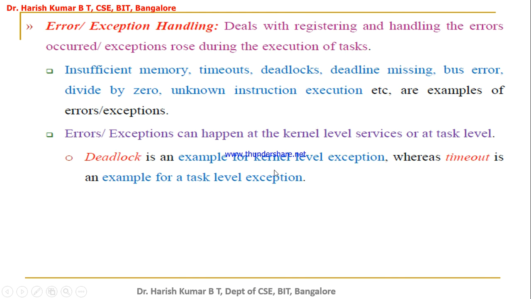And then an exception can happen at the kernel level service or the task level. Deadlock is the best example of an exception that happens at the kernel level service, because all the resources, as I already told, are maintained and monitored by the kernel of the operating system. So if a deadlock happens, it is related to the kernel service, even in spite of the operating system kernel doing all this managing of the resources. And timeout is a task level exception.